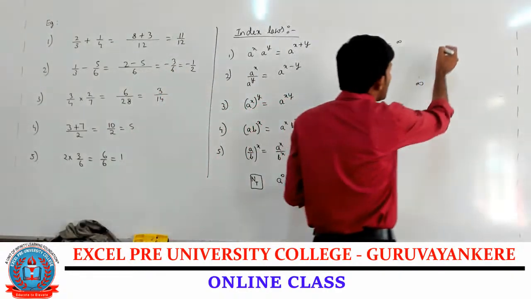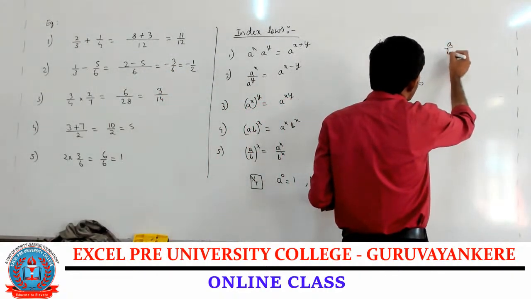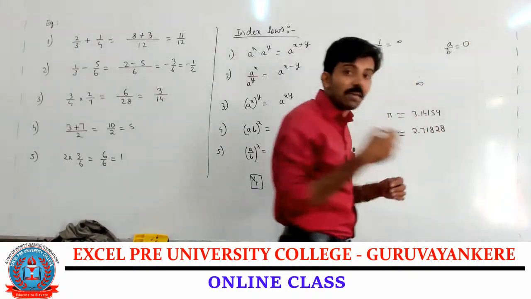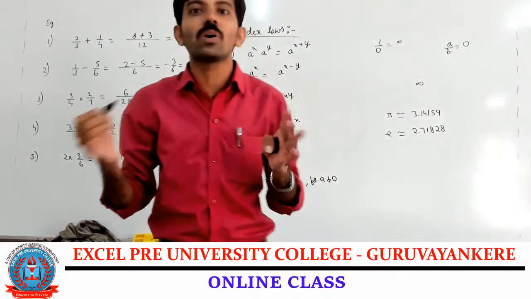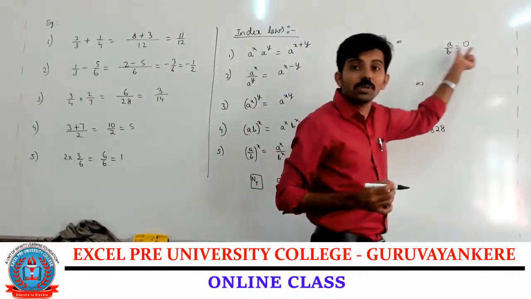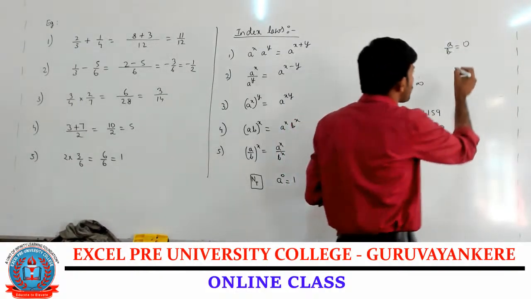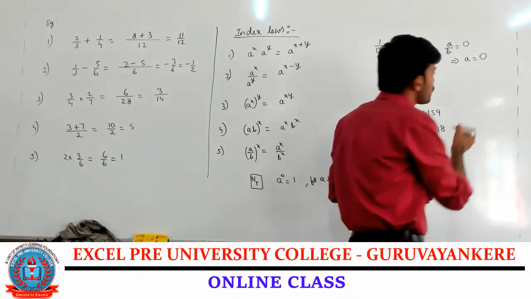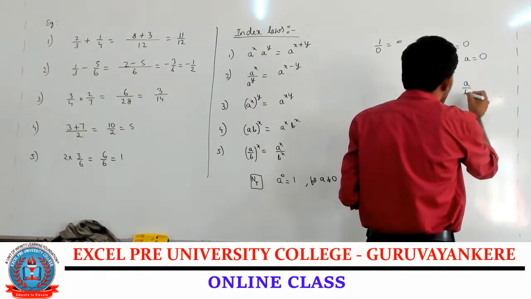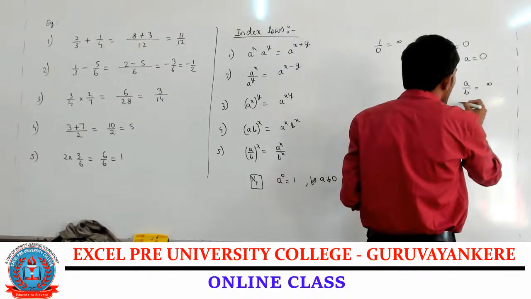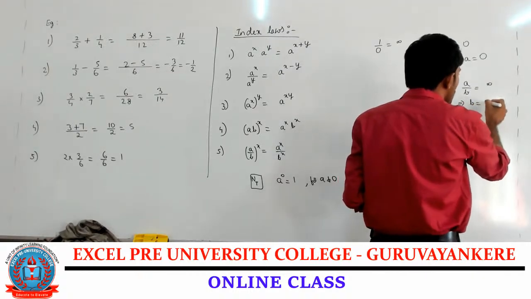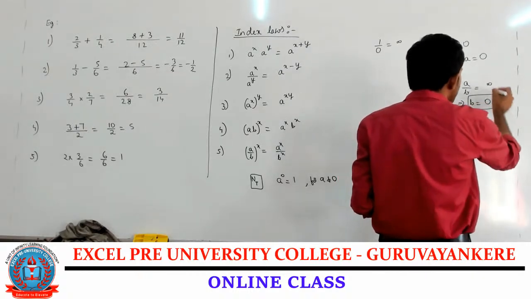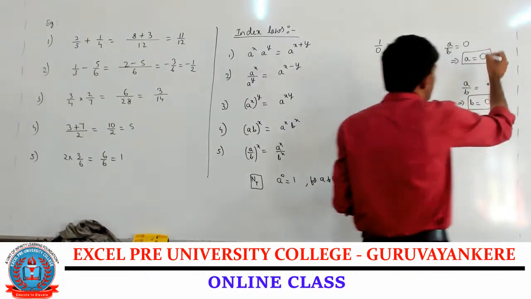Also, you must know when the ratio becomes equal to 0. Ratio means a by b. A by b is called a ratio. The ratio becomes equal to 0 when the numerator is 0, a equal to 0. And the ratio becomes equal to infinity when the denominator is equal to 0. Remember this. All these techniques are required in the middle of a problem.